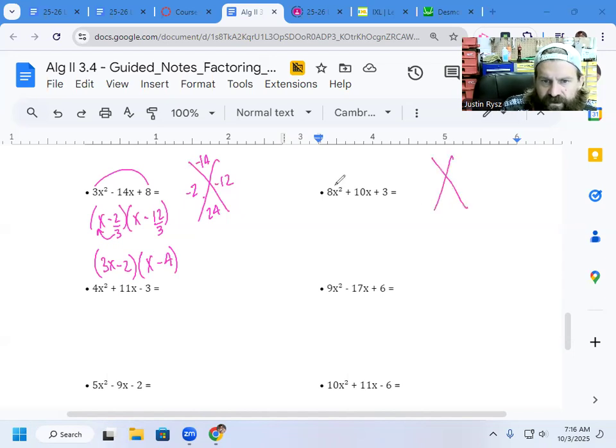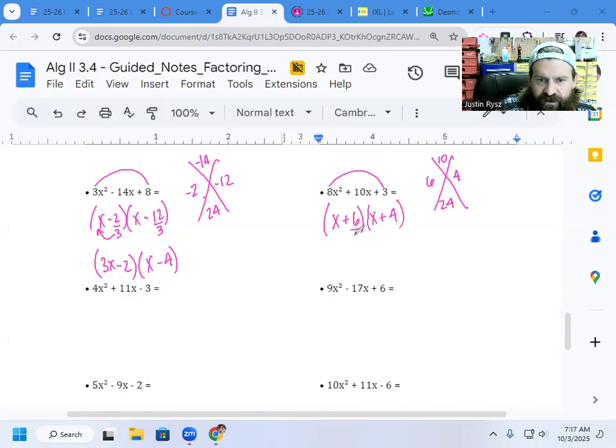Alrighty, let's keep this going here. 3 times 8 is 24, adds to get 10. Think about that for a second. All right, that would be 6 and 4. 6 times 4 is 24, 6 plus 4 is 10. So we've got an x plus 6 and an x plus 4.